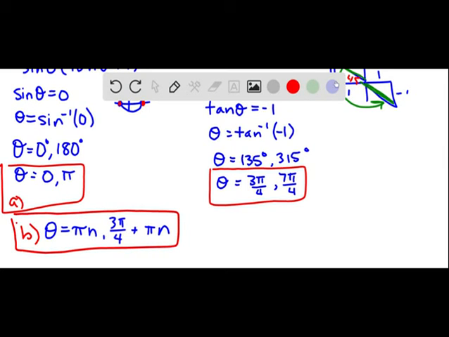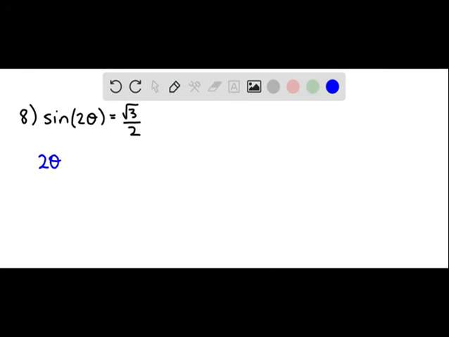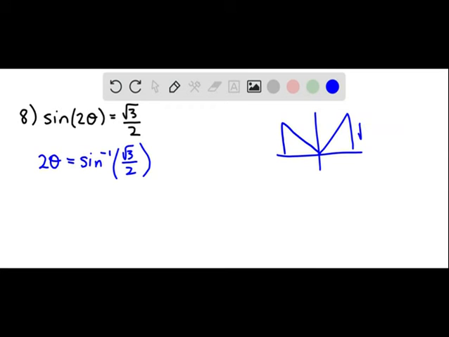Okay, we have one more. Sine of 2 theta equals square root 3 over 2. Okay, so let's take the inverse sine, and we get 2 theta equals inverse sine of square root 3 over 2. So remember, sine is positive in quadrant 1 and quadrant 2. Square root 3 would be on the opposite, and 2 would be on the hypotenuse. So that means we have a 60-degree reference angle. So 2 theta is equal to 60 degrees or 120 degrees.